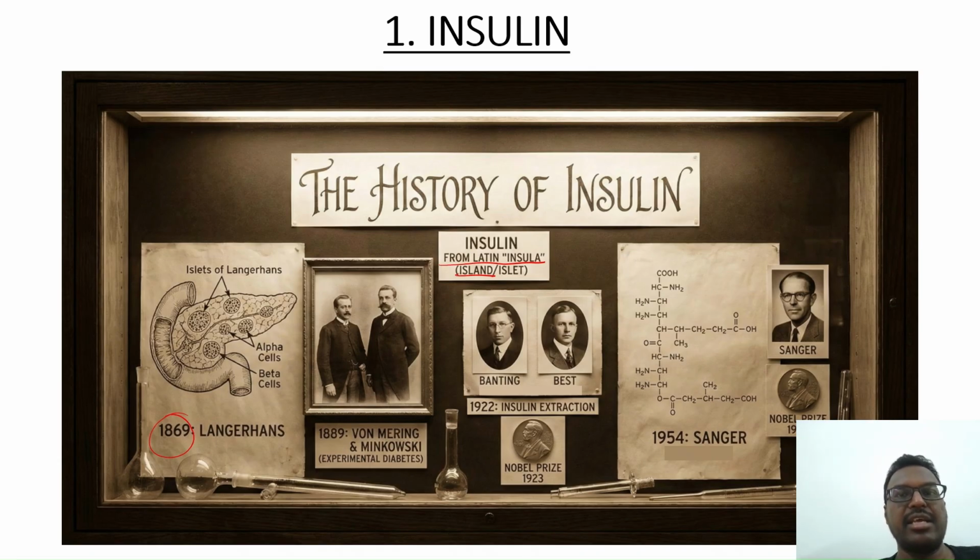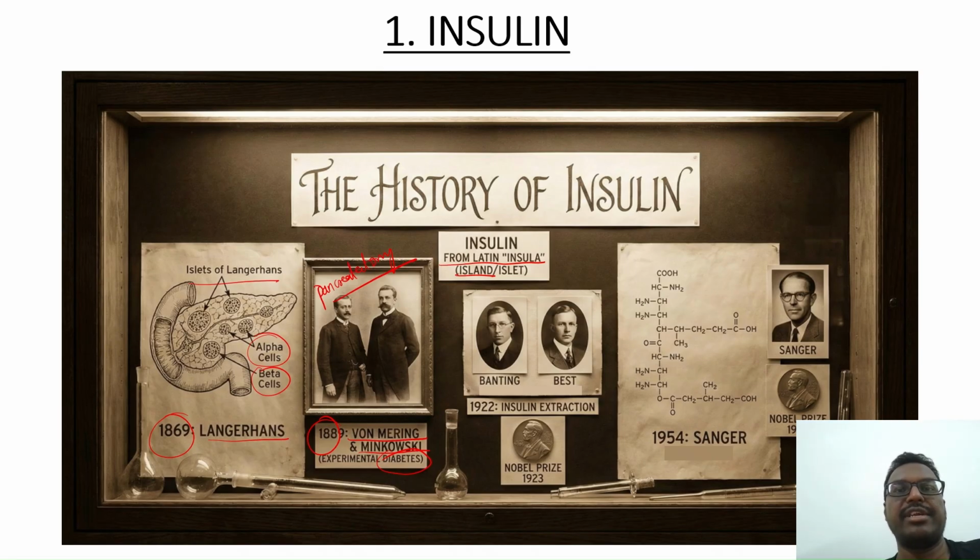In 1869, Paul Langerhans was the first to distinguish alpha cells and beta cells within the pancreatic islets of Langerhans cells. Then, in 1889, two scientists named von Mering and Minkowski performed pancreatectomy, and because of this they saw diabetes being produced. So experimentally they proved pancreatectomy can result in diabetes.